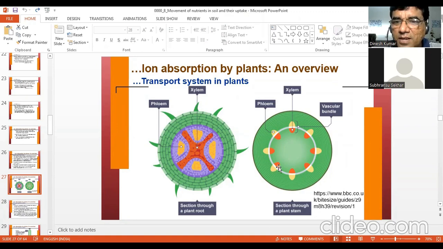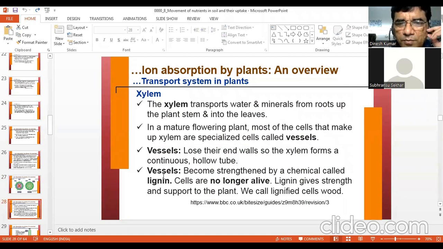S-T-E-L-E, stele. The central part is your stele or pith, P-I-T-H, pith. So vessels lose their end walls. Vessels become strengthened by a chemical called lignin. Lignin accumulation can happen, and again, its concentration will vary with the species. Some may be annual, biennial, perennial, grasses, dicots. So accumulation of lignin will vary with the species.